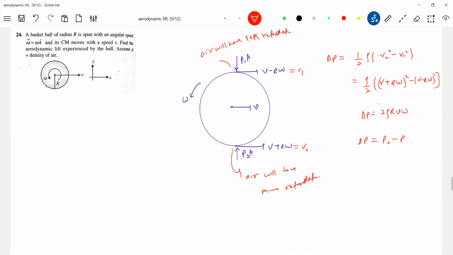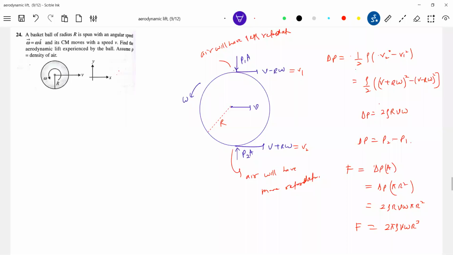Okay, let's calculate the force now. So the Magnus force will be delta P into A. What to write for A? Effective area, pi r square. Or shall I write 2 pi r square? Because the effective area as seen by the fluid will be a circular disk similar to that one. So this will become 2 rho r v omega times pi r square, which is 2 pi rho v omega r cube. This is the Magnus force.